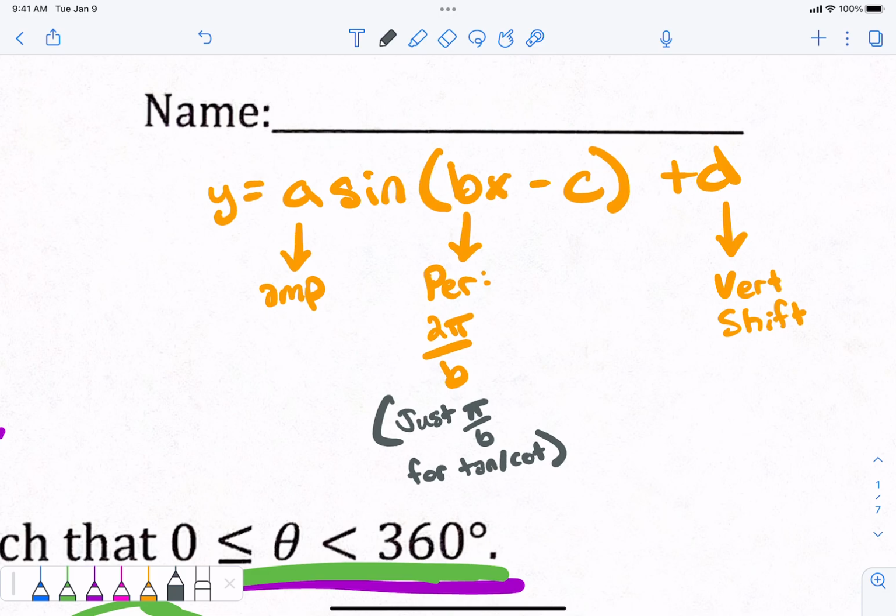This guy, remember what C told you? Horizontal shift. They will also call it the phase shift. But you have to work a little bit for it because you use the formula negative C over B, because that tells you what your phase shift is. Negative C over B will tell you left and right how far you're moved. All right, so there is that.